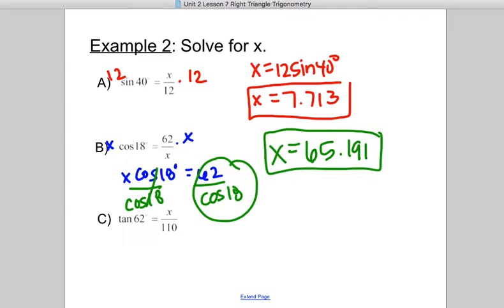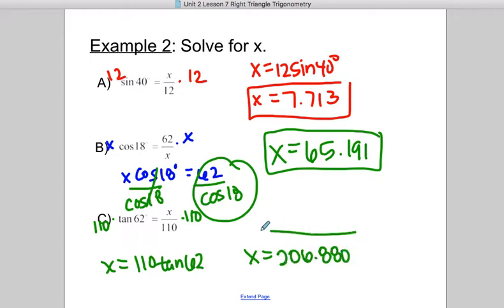And then C, we have tangent of 62 equals x over 110, or x divided by 110. So we're going to multiply by 110 to get x by itself. So on your calculator, you type in 110 times tangent of 62. And when you do this, you should get 206.880. So that is example 2. If you have any questions, let me know.